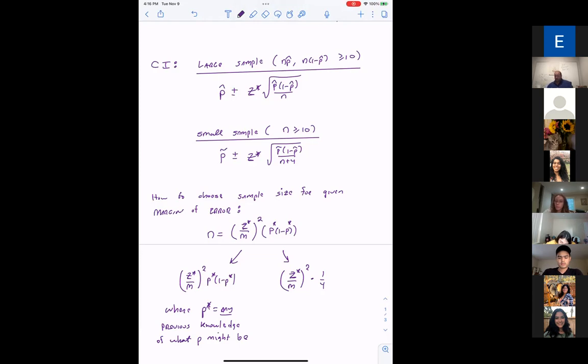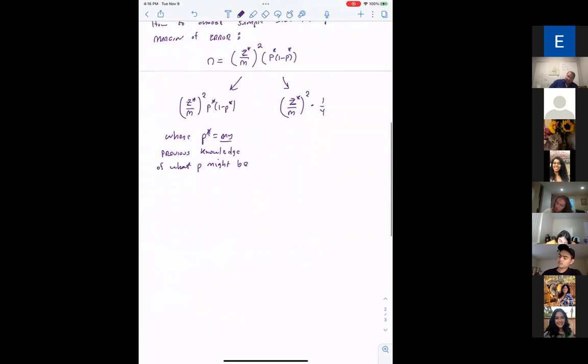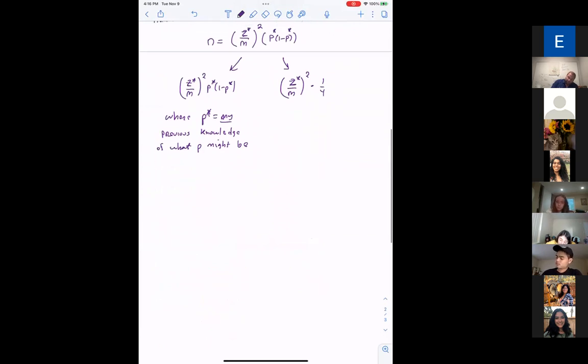Why times 1/4? So why 1/4 when given no knowledge of p is the question. So here are some reasons.